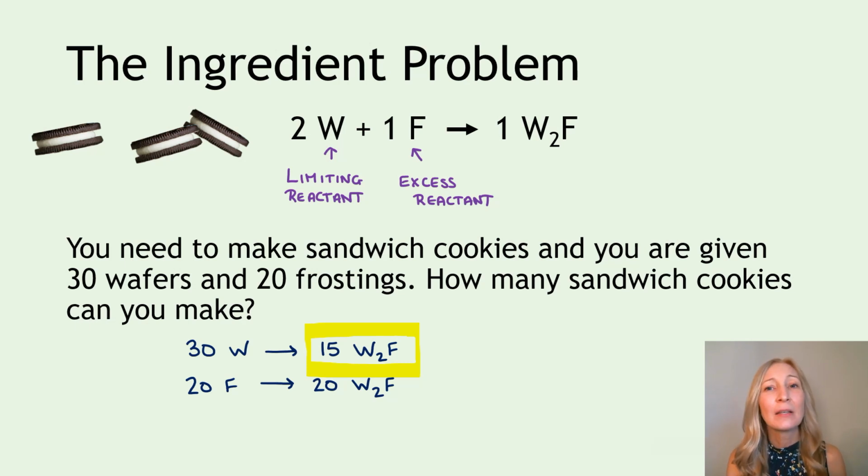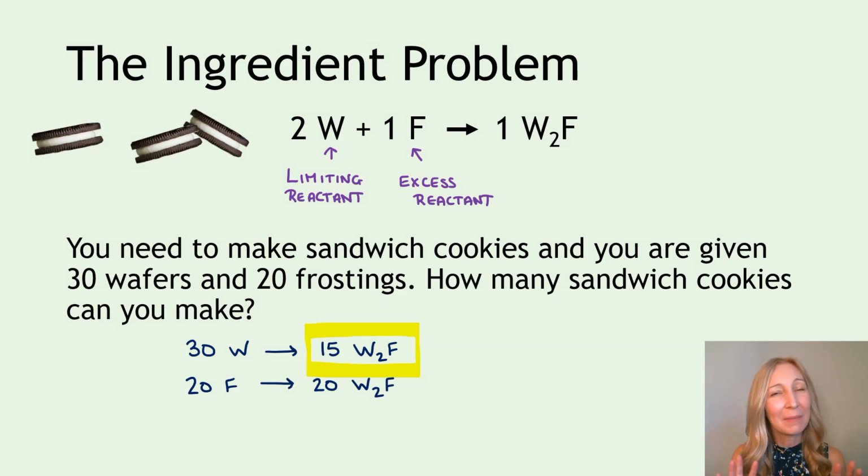To answer this, we need to work backwards from our calculated amount of product. If we can only make 15 sandwich cookies, that's only going to require 15 frostings. We're given 20 frostings. We need to use 15 frostings. That means we're going to have 5 frostings left over. 20 minus 15 is 5.